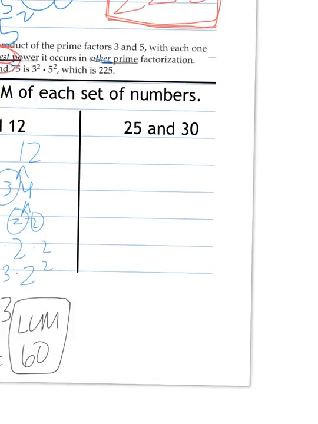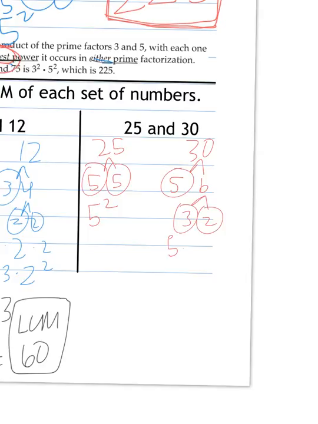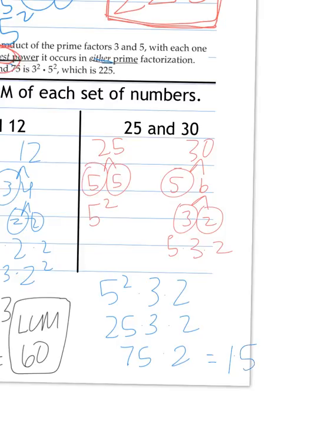Next one, 25 and 30. Again, I'm going to do a factor tree for this one. So 25 breaks up into 5 and 5, both of those being prime. So 5 squared. 30, I'm going to break up into 5 and 6, 3 and 2, 5 times 3 times 2. Take our highest power of either of them, so 5 squared times 3 times 2, 25 times 3 times 2. 25 times 3 is 75 times 2, which is 150. So our least common multiple, the smallest number that both 25 and 30 multiply into, is 150.